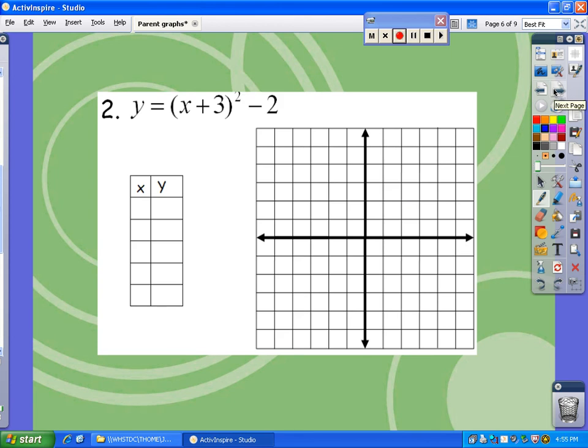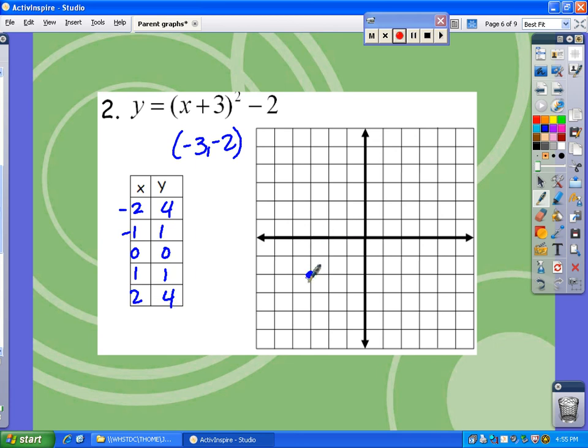Alright, let's look at a quadratic. Here again, I like to figure out my transformation first, my new vertex. So this is going to go left 3, down 2. Alright, my parent points: negative 2, negative 1, 0, 1, and 2, so 4, 1, 0, 1, and 4. I'm going to graph my vertex, negative 3, negative 2.